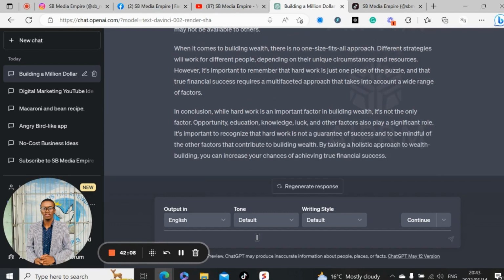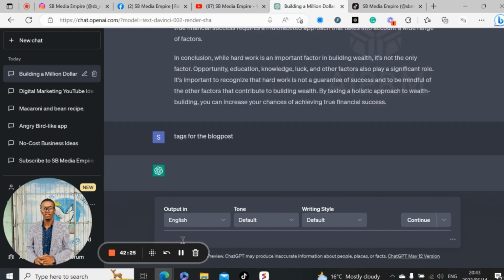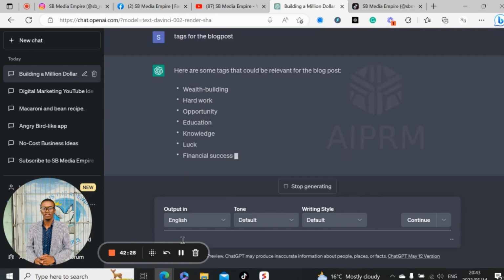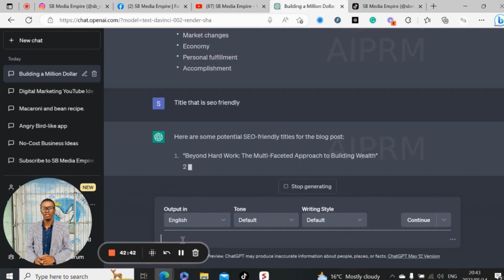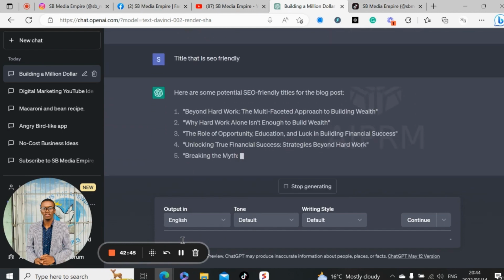That's it right there. So let's say we ask it for tags. Look at that. So you can choose any of these. It's SEO friendly actually, right? So you can do that. Now you actually see how you can utilize it. You get the picture, right? You see how powerful this software is. It's really, really important.